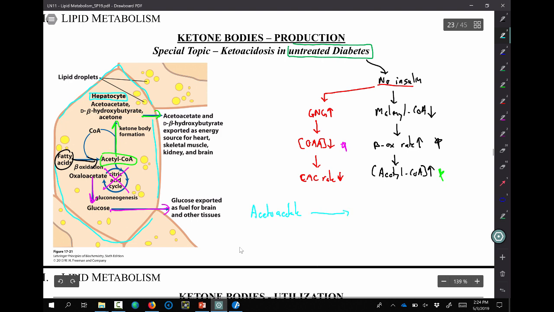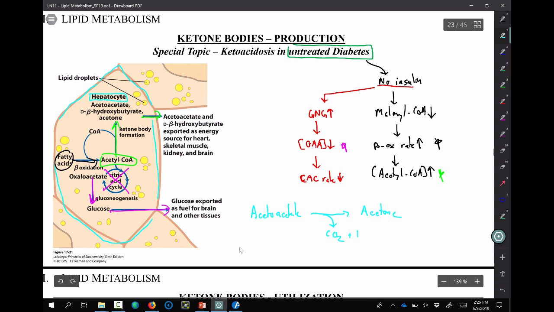Acetoacetate can undergo that spontaneous decarboxylation and make acetone, like I said. CO2 comes off in that decarboxylation. That CO2 will combine in the bloodstream with water to make carbonic acid, and carbonic acid will break down to HCO3 and a proton. And proton concentrations go up, which means that pH goes down.